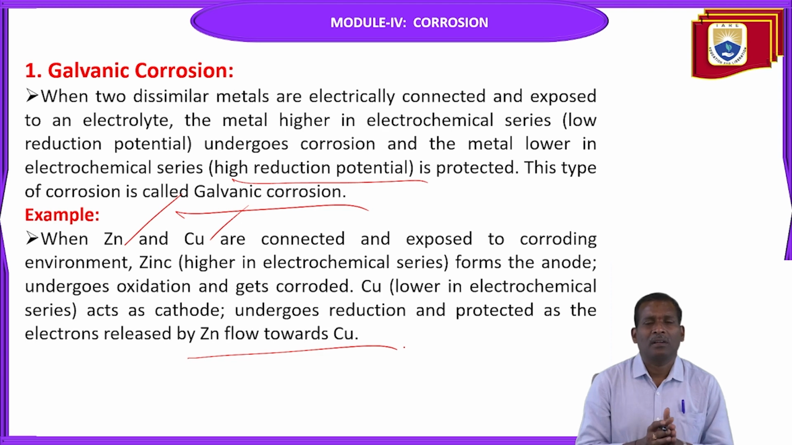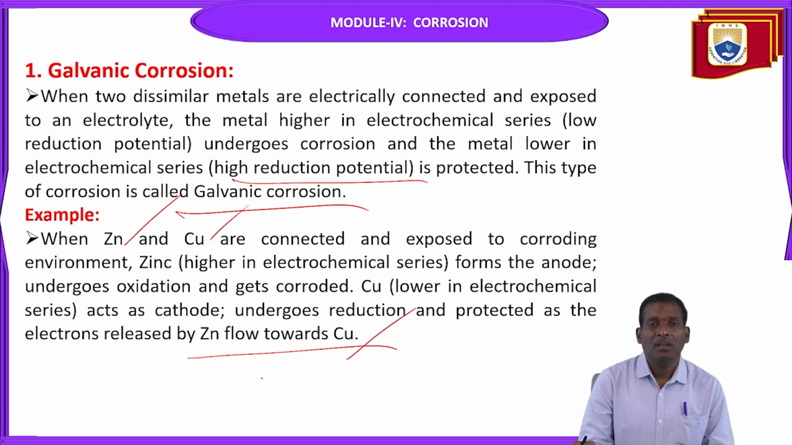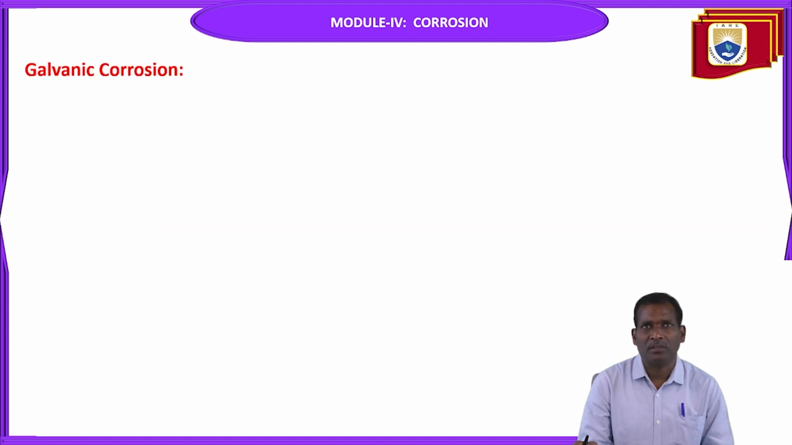So there is a reaction between the anode and the cathode. The electrons flow from zinc to the copper material. This is the example of galvanic corrosion. I will show you the diagram.